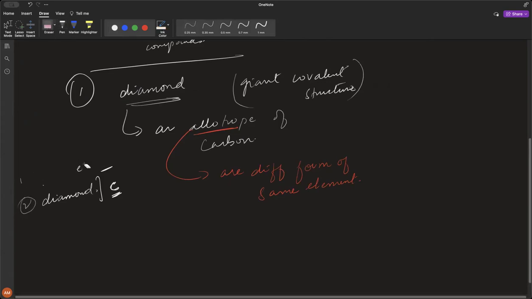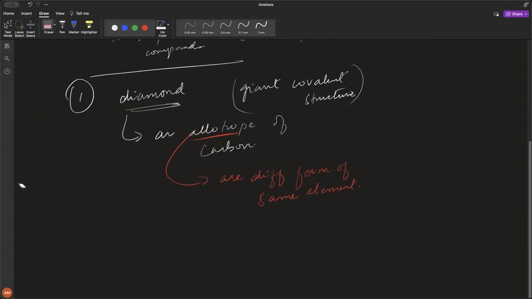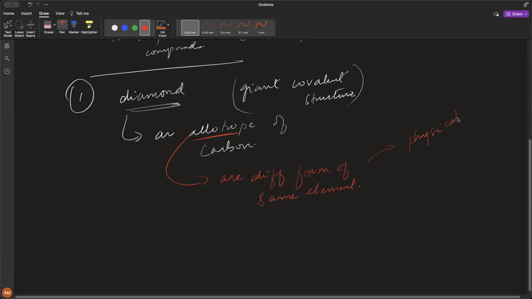So allotropes are substances that are in a different physical form, different forms of the same element. How are they different physically and also chemically? Chemically they are different as well. One of them can be inert, another one can be reactive.